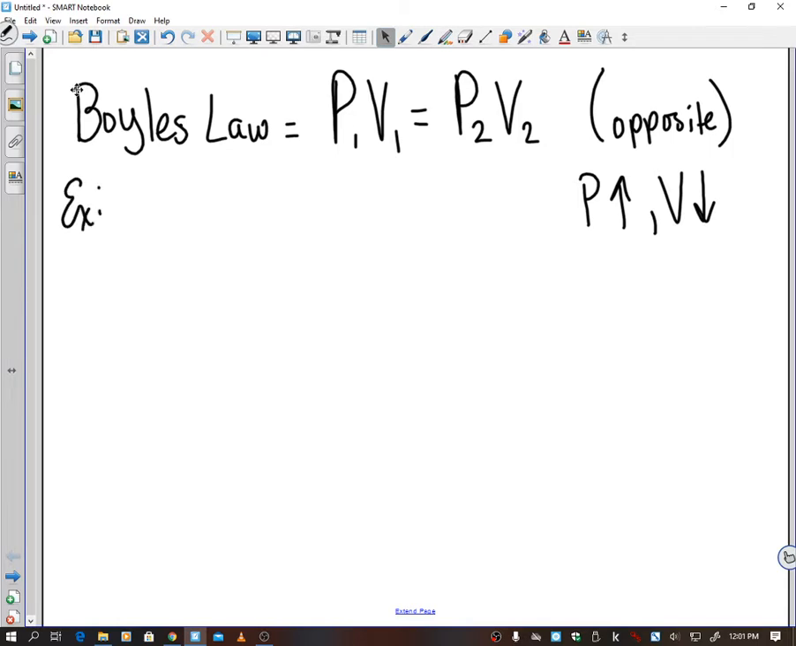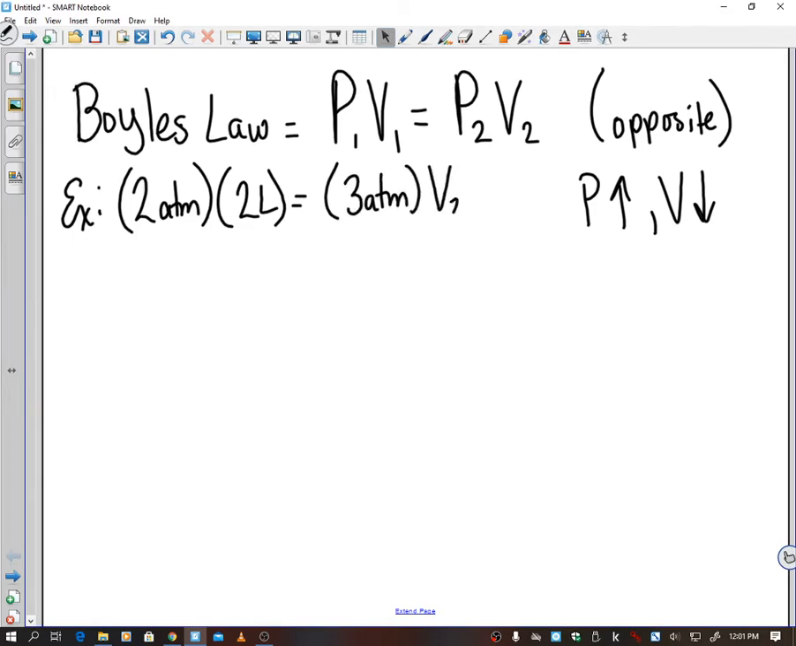Now to do an example problem of that, let's just say that I have 2 ATM and I have a volume of 2 liters. And let's say that they tell me that I now have a new pressure of 3 ATM, and I want to know my new volume. I am going to divide by 3 on each side. Alright, so that cancels out.